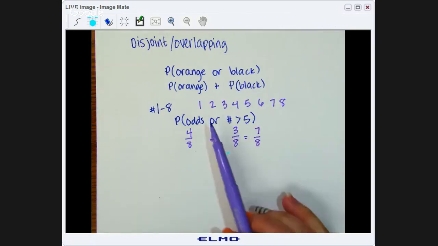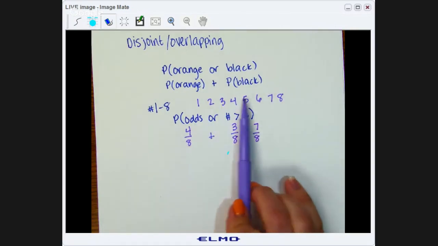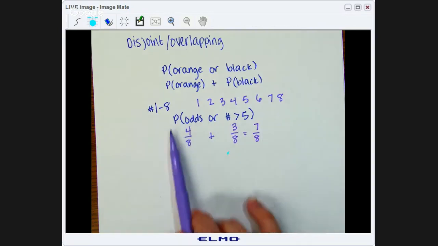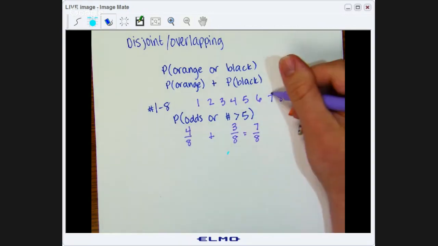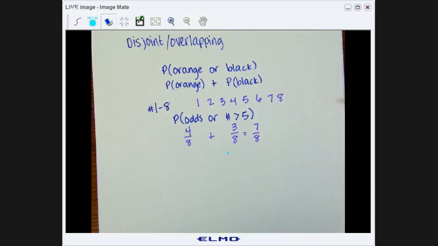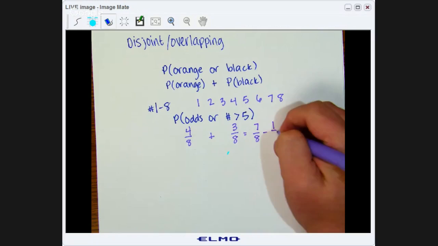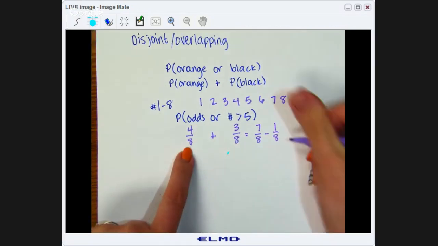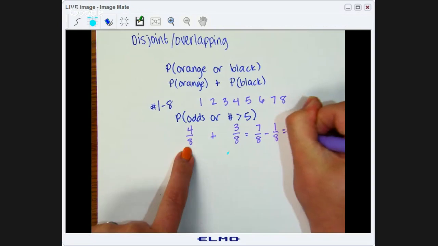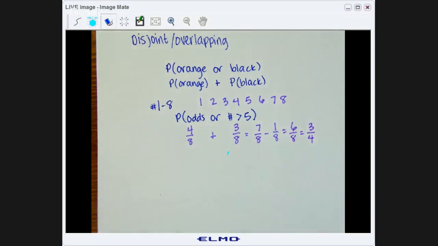And then I have to go back and ask, well, did any of the odds, the 1, 3, 5, 7 that occurred in the first event also occur greater than 5? And so 7 happened to occur in both of those events. So I would subtract away that one event that was duplicated. Both showed up both here and here. And you get 6 out of 8, which would reduce to 3 out of 4.